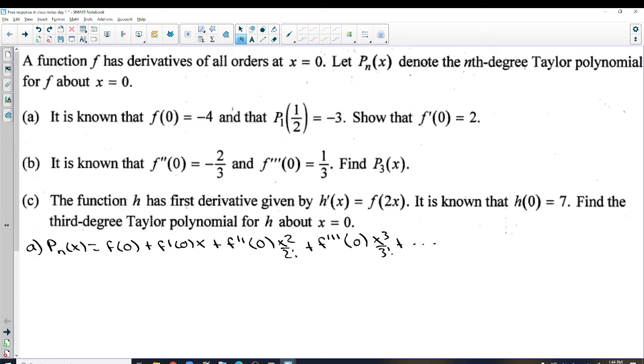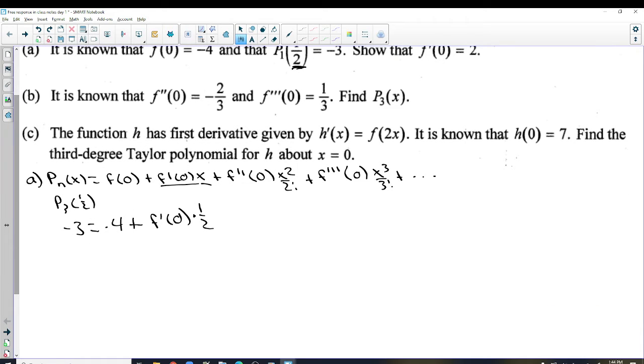That's how we build these polynomials. Well, now we're going to approximate at a half, and it says p sub 1 of a half is negative 3. So p sub 1 of 1 half, they're saying, has a value of negative 3. So that's equal to f of 0, which is negative 4, plus the value of f prime of 0, which is actually our variable. That's what we're actually solving for. And then the x right here, we've plugged 1 half into, because that's where we're doing the approximation. So that's going to be times 1 half, and that's all the information that we need. We don't have to keep going with this.